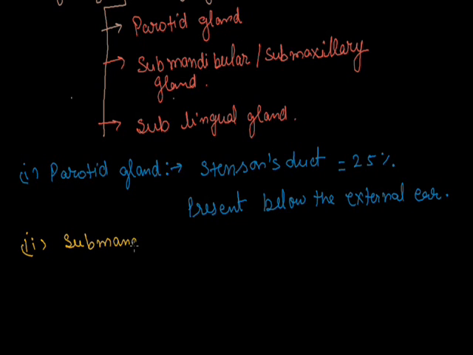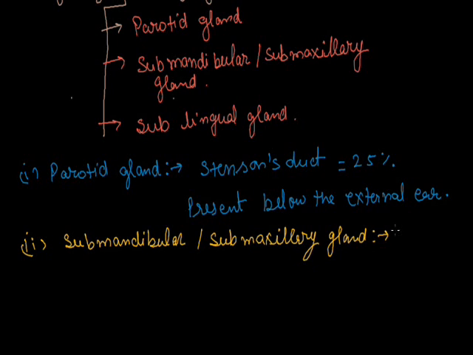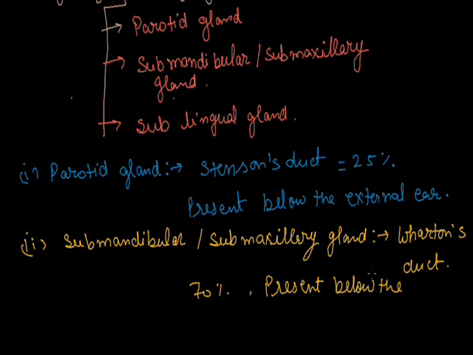Second is the submandibular, or we can say submaxillary gland. It is connected with the duct known as Wharton's duct. It secretes 70% of the saliva. It is present beneath the jaw angle.